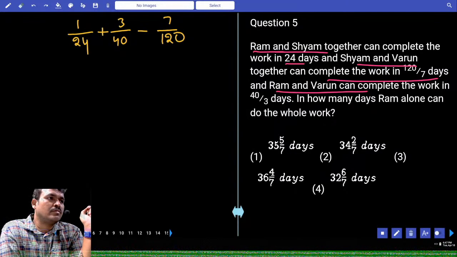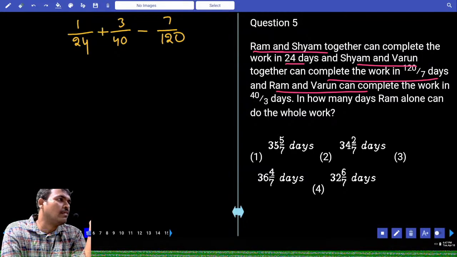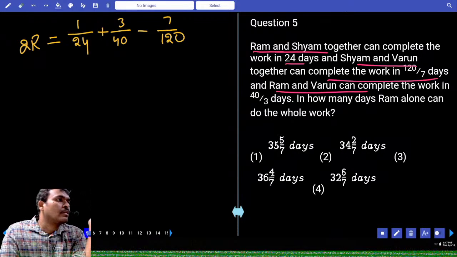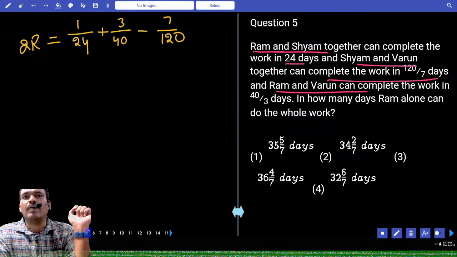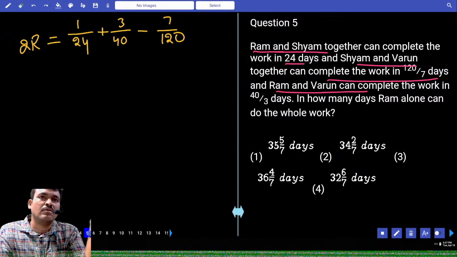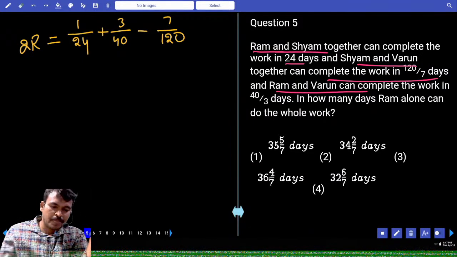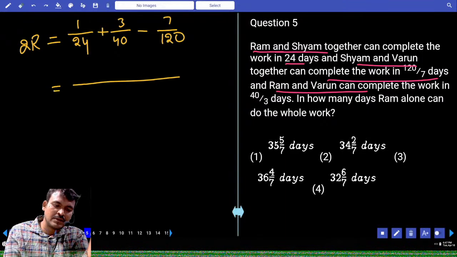Subtracting, which one do we get? 2 times the Ram value. That is 2 times the Ram value, but we require only the Ram value. Then the right hand side value, divide by 2 or multiply by 2? Divide by 2. First, what is the LCM of the denominators?